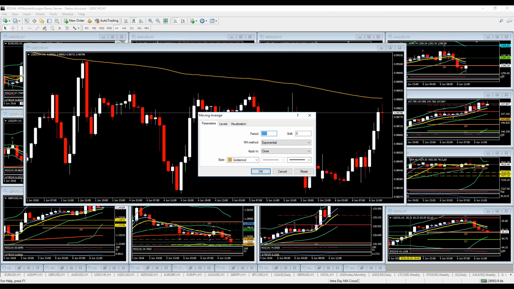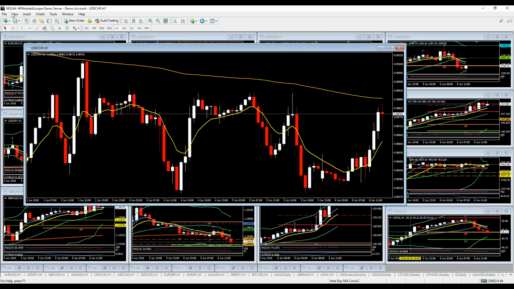What was our next one? Our next one is the 9. What color is the 9? We like the 9 to be yellow, so we change it to yellow. Exponential. Apply to the close of the candle time. That's what we're interested in. We don't want any of these others. Okay, leave it default to close. You can play with these, but that gets a bit more complicated. So that's our yellow one.